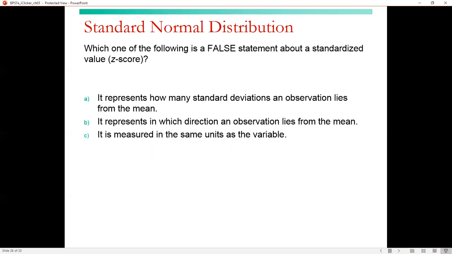Which of the following is a false statement about a standardized value called the z-score? Which one of these is false? The one that is false is C. So standard deviation tells us how far away we are from the mean and whether or not we're below or above the mean. So it will have a positive or negative value as well as a numerical value.